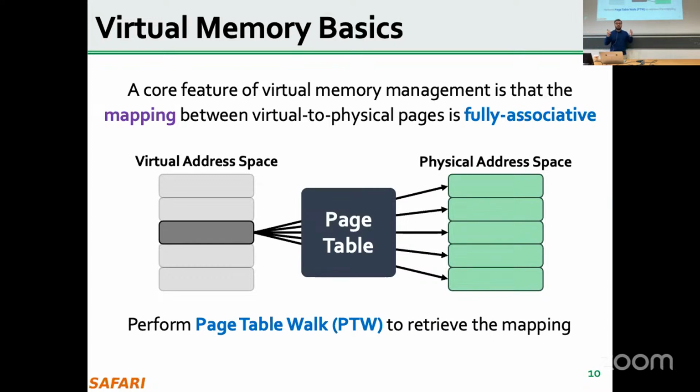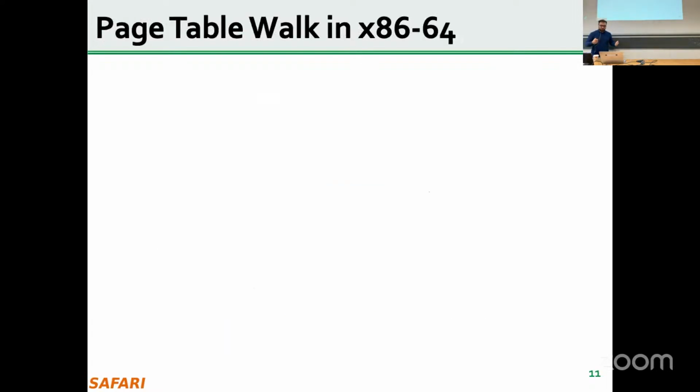So how do I find, though, the mapping between the virtual address space and the physical address space? Through a process which we call a page table walk. And the page table walk allows us to retrieve the mapping using the virtual address.